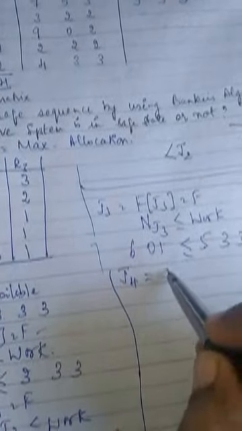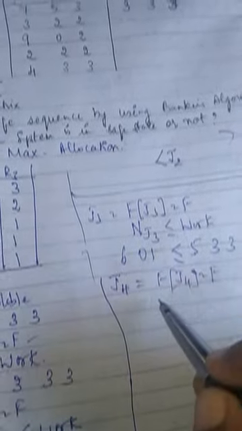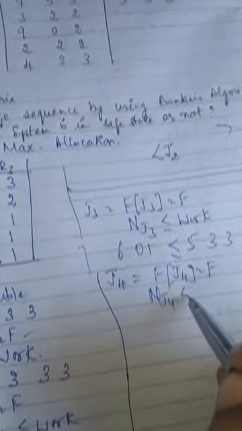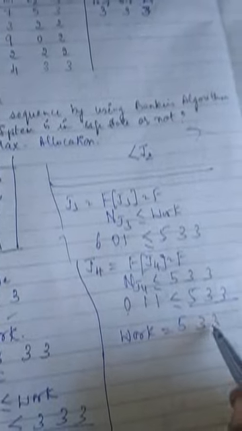The next job is J4. First make finish of J4 as false. Then you check whether need of J4 is less than work. Work is 533 and need of J4 is 011. Yes, 0 is less than 5, 1 is less than 3, 1 is less than 3, so this is true. At that time you update the value of work. Work is equal to work, that is 533, plus allocation of J4.